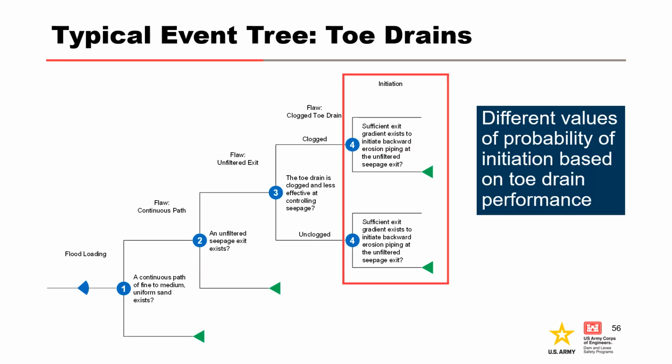To assess performance of seepage control features, like toe drains, a node can be added to the typical event tree to assess the likelihood of poor performance, which impacts the likelihood of initiation in the subsequent node. This example from Whittier Narrows Dam evaluated the impact of a non-woven geotextile wrapping a previous toe drain addition on the exit gradient and considered various degrees of clogging.